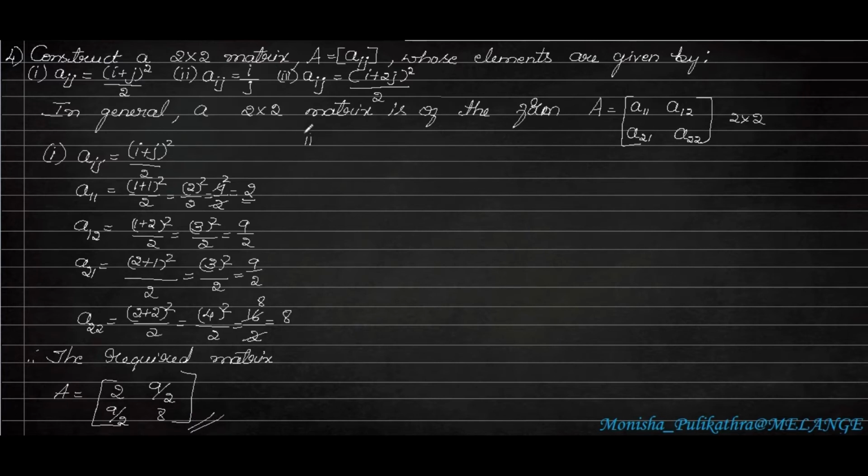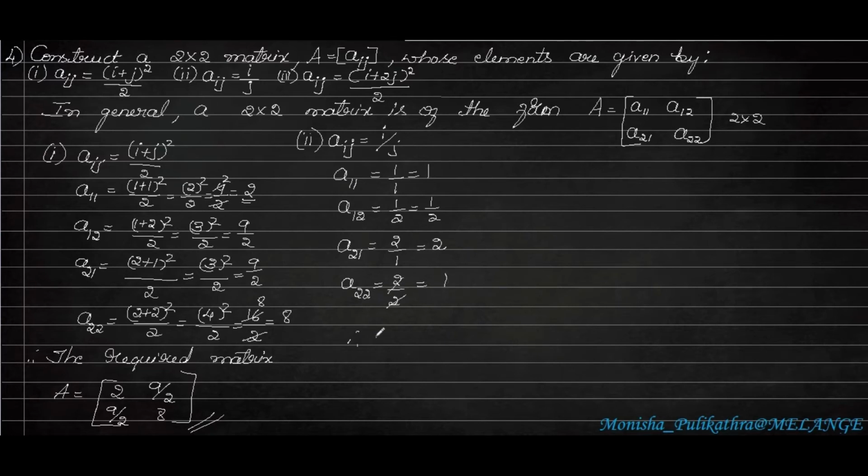Next, moving on to the second one. The second question is Aij is equal to i by j. Okay. So again A11. In the place of i we have to write the row and in the place of j we need to write the number of column. So i by j is 1 by 1 which is equal to 1 itself. Next is A12, that is 1 by 2 which is equal to 1 by 2 itself or 0.5. Next A21 is equal to 2 by 1. 2 by 1 is nothing but 2. Next A22, that is 2 by 2, which is equal to 1.